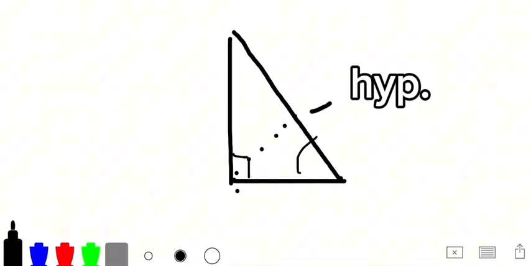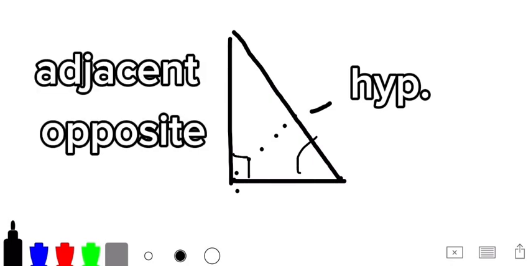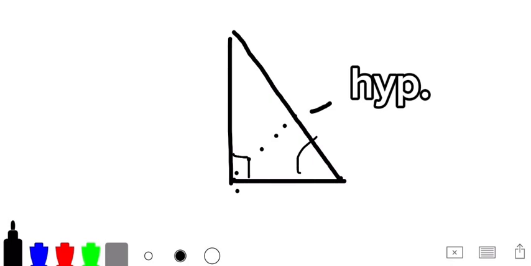The other sides are known as the adjacent and opposite, depending on the relationship to the angle of interest, which we use theta to describe. So in this case, it is important to note the opposite and adjacent can change if the angle of interest changes, but the hypotenuse remains constant.